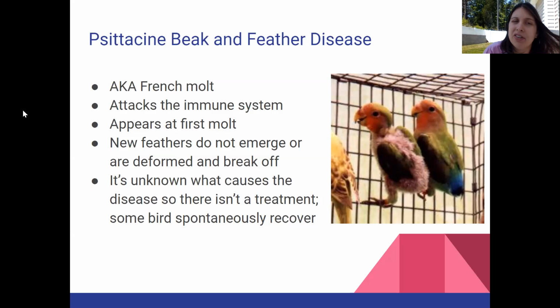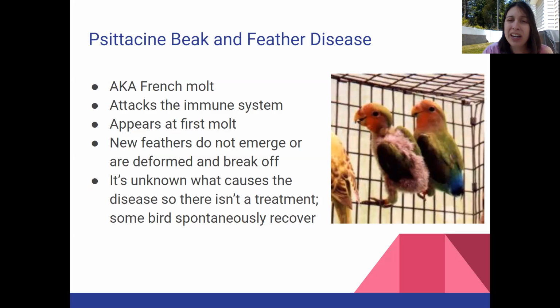So the parrot beak and feather disease is also commonly called the French molt, because what it ends up doing is it's an immune system disease, and you don't really see it or know that your bird has it until they go to molt their first round of feathers. So their feathers fall out so they can regenerate, regrow, and come back prettier than ever. So your bird's feathers fall out for them to molt naturally, and it's all good. And then the new feathers don't come back the way that they're supposed to.